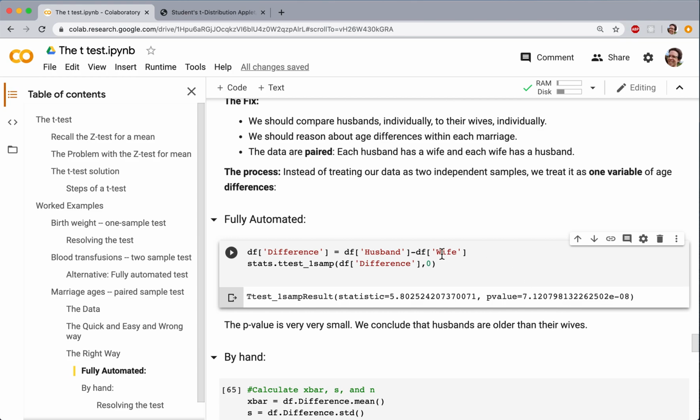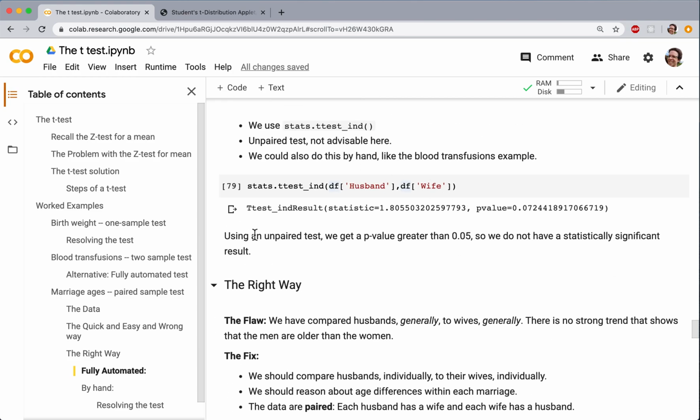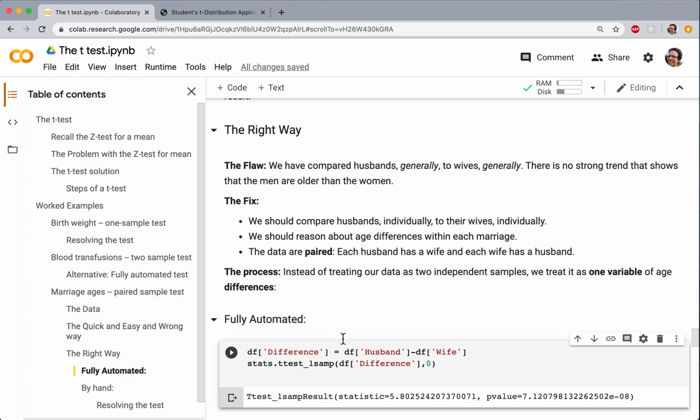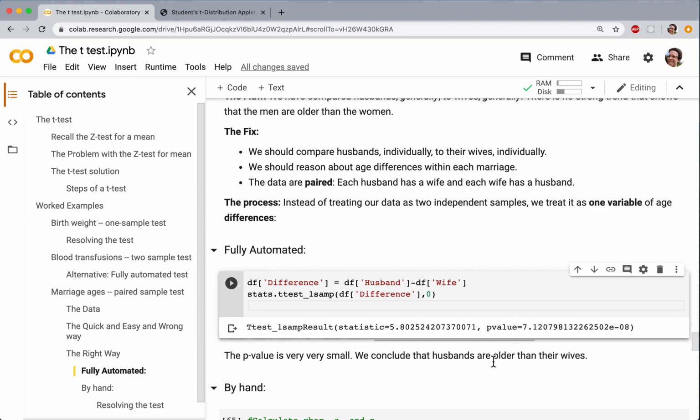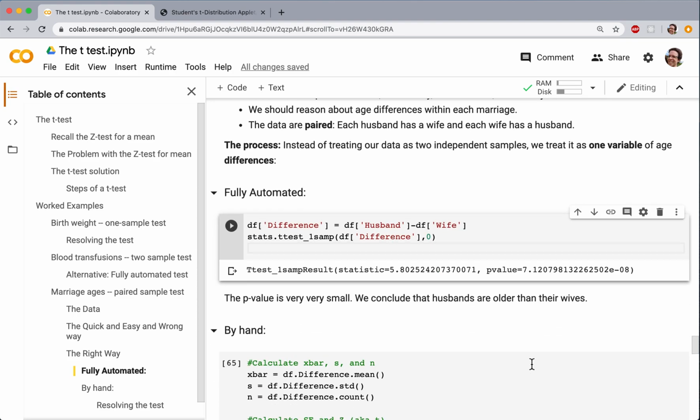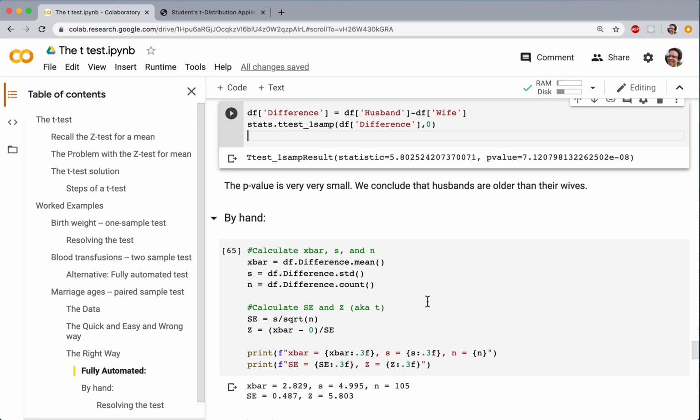And so we see here, we had a very weak result by considering these as independent and forgetting that they were paired. But when we treat them as paired and calculate the one sample t-test for the differences, then we can see we get a very strong result, and we conclude that the husbands are indeed older than their wives in a statistically significant way. Whether that's socially important, I don't know. That's not the same as statistically significant, but we do get a statistically significant result here.